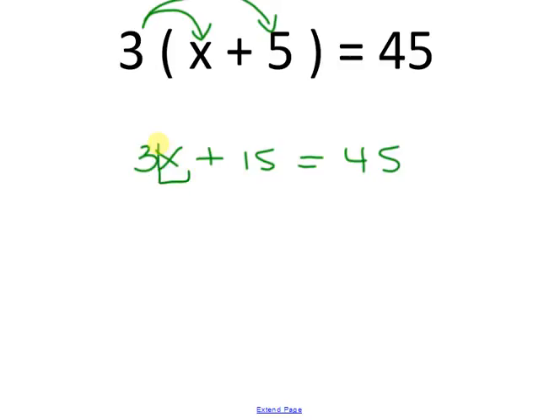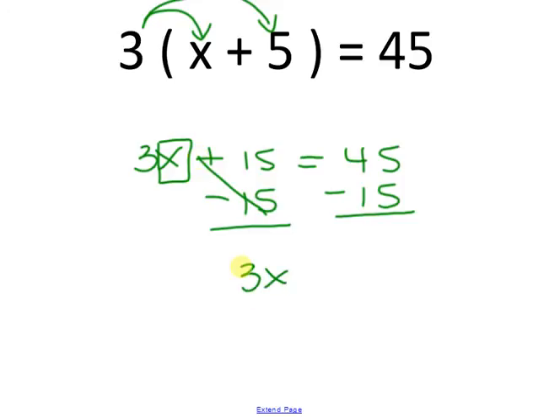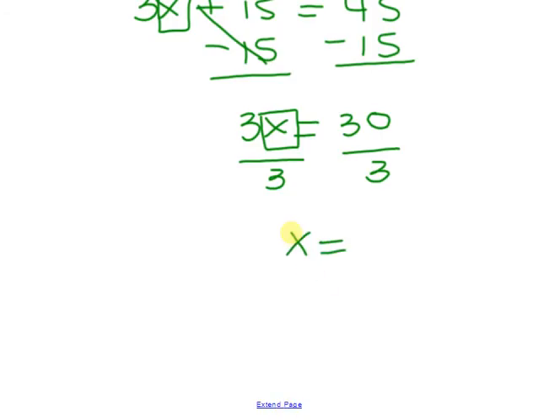Box your variable. You have plus 15, do minus 15, minus 15. Your 15s cancel. You're left with 3x equals 45 minus 15 is 30. Again, box your variable. Divide by 3. Divide by 3. X equals 10.